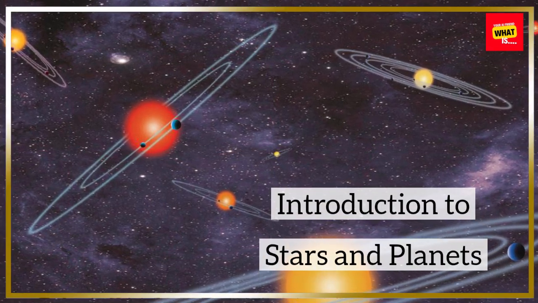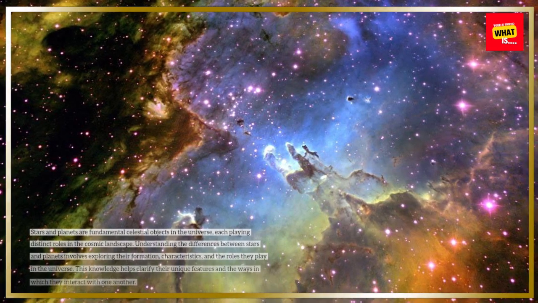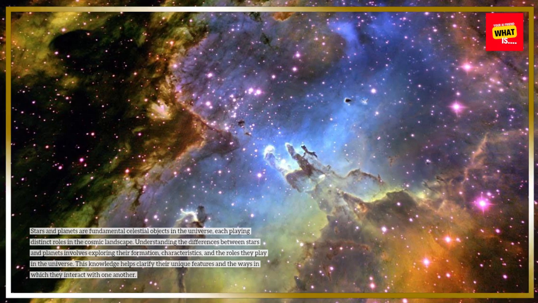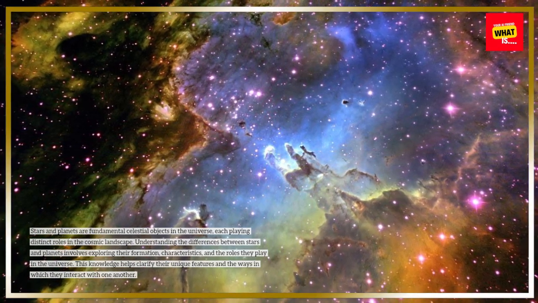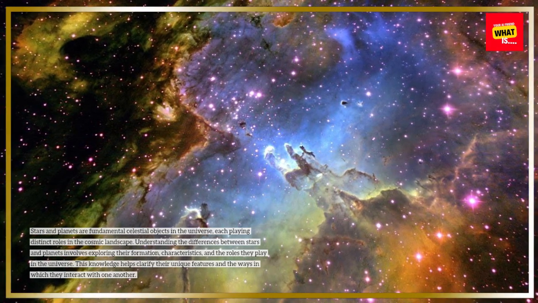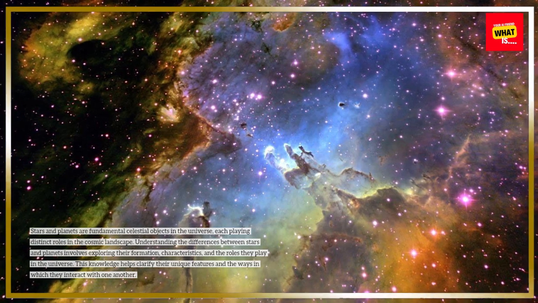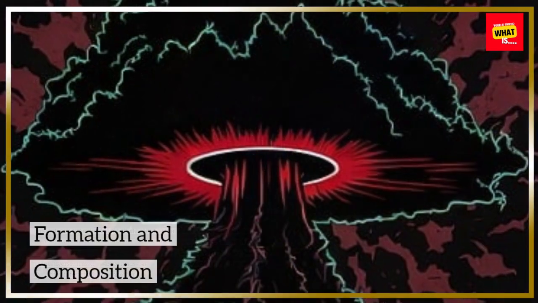Introduction to stars and planets. Stars and planets are fundamental celestial objects in the universe, each playing distinct roles in the cosmic landscape. Understanding the differences between stars and planets involves exploring their formation, characteristics, and the roles they play in the universe. This knowledge helps clarify their unique features and the ways in which they interact with one another.